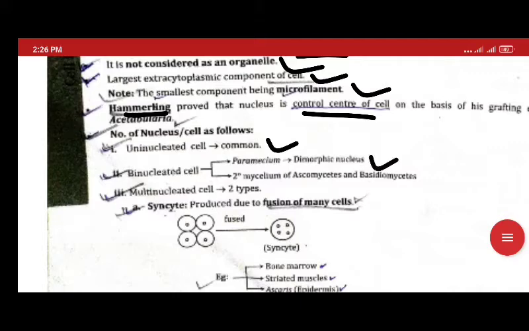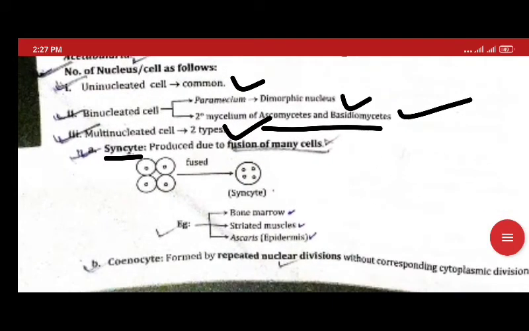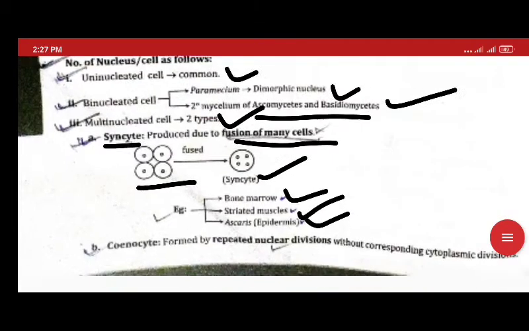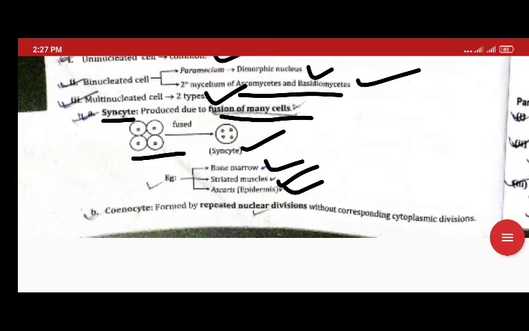in Paramecium, and in Ascomycetes and Basidiomycetes of the fungi. Multinucleate is of two types: one is syncytium, and the other is coenocyte. The syncytium is formed by the fusion of many cells to make one. Examples are bone marrow, skeletal muscles, and the epidermis of Ascaris and earthworm.